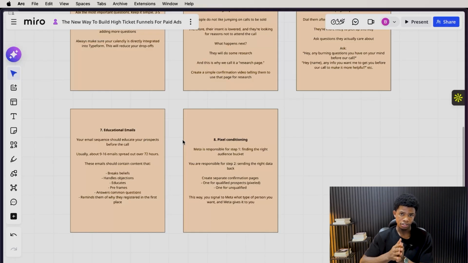You need to have this. This is not something that you can have. This is something that you need to have. You must have, right? Just make sure that you have some educational emails on the back end just firing off after your prospect books a call. Now, let's move to the next step, your pixel conditioning.